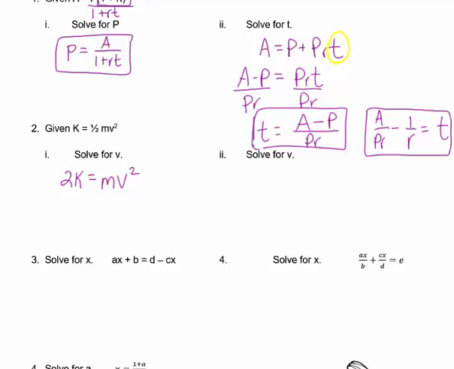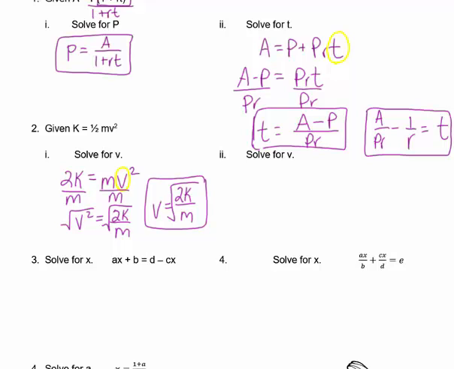And now in order to solve for this v, the first thing I do is undo the second thing that was done to v. If I think about what happened to v, it was squared and then multiplied by m. So I'm going to divide by m, and I get v squared equals 2k over m, and then I take the square root of both sides to do the inverse operation, giving me v equals the square root of 2k over m.